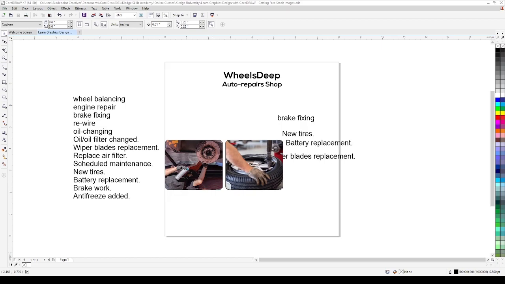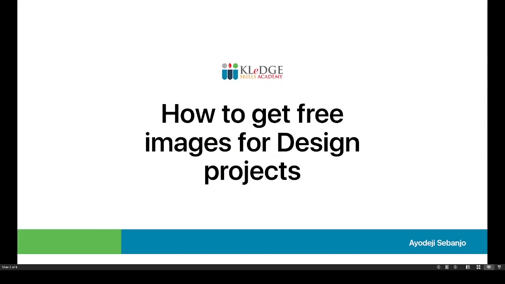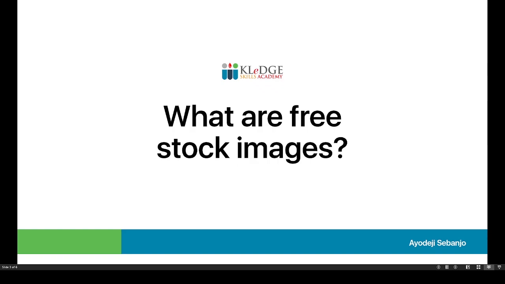So let's do a recap of what we learned today. We saw how to get images from the internet. We discussed what free stock images are. I also explained earlier on that there are free stock images and there are premium stock images. Premium stock images are the same high quality images, but you have to pay for them. Free stock images are free, but they are high quality images like the premium ones too. However, you do not have to pay for them.